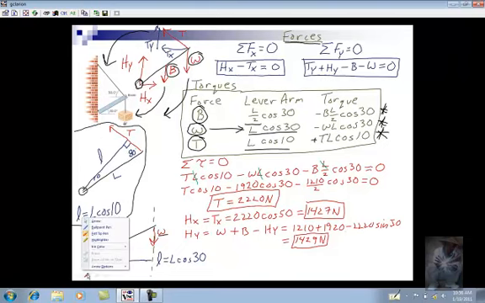Let me go to a different color here because I want to save this for you guys to look at online. So let me use this darkish green color here. This angle of 80 degrees is this angle of 80 degrees right there.